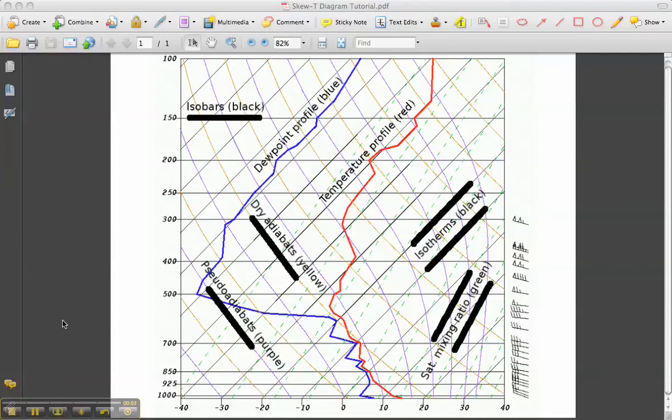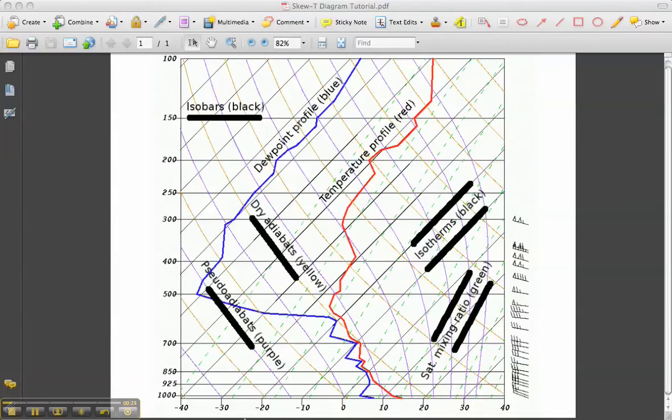Okay, in part 4, let's see if we can put all of this together so I can show you how to use the skew-T diagram to see if a cloud will form. This red line that you see here is the environmental temperature. That's the temperature measured by the weather balloon that's launched into the atmosphere.